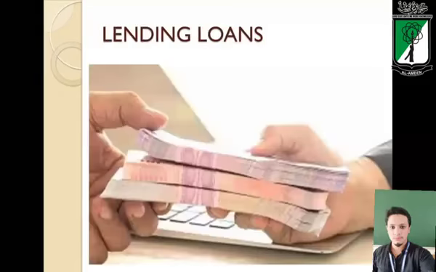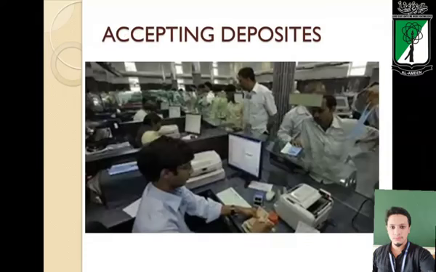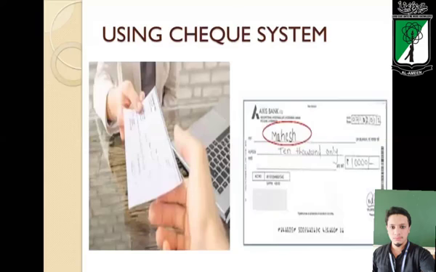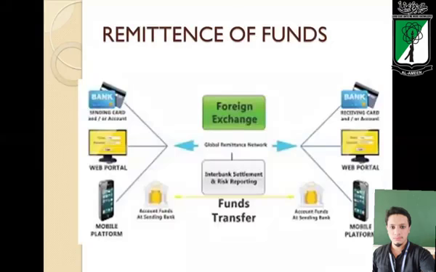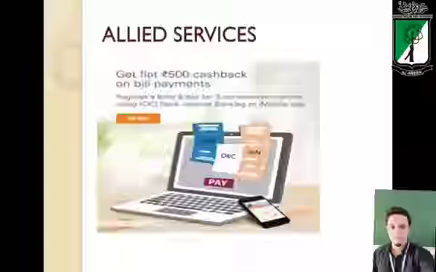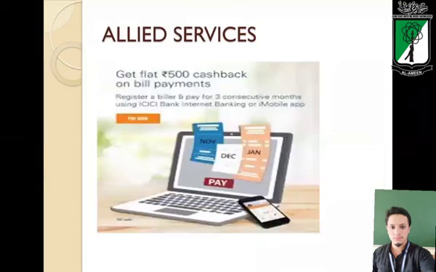So the first point is accepting of deposits, lending loans, then using check system, then remittance of fund. Now the next is allied services. Here, what is the meaning of allied services?